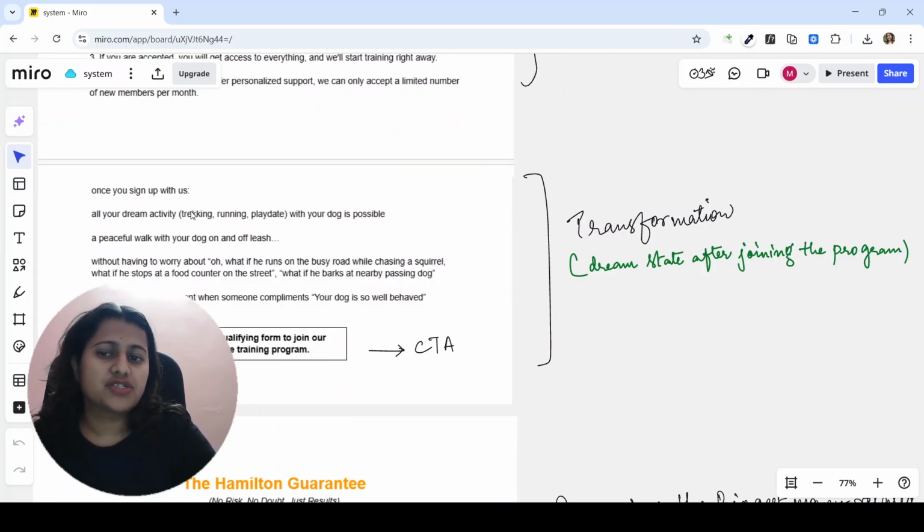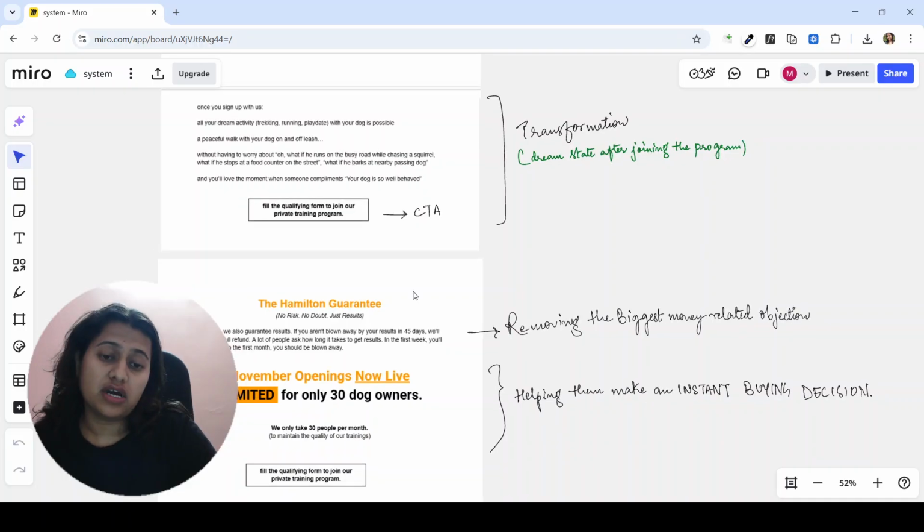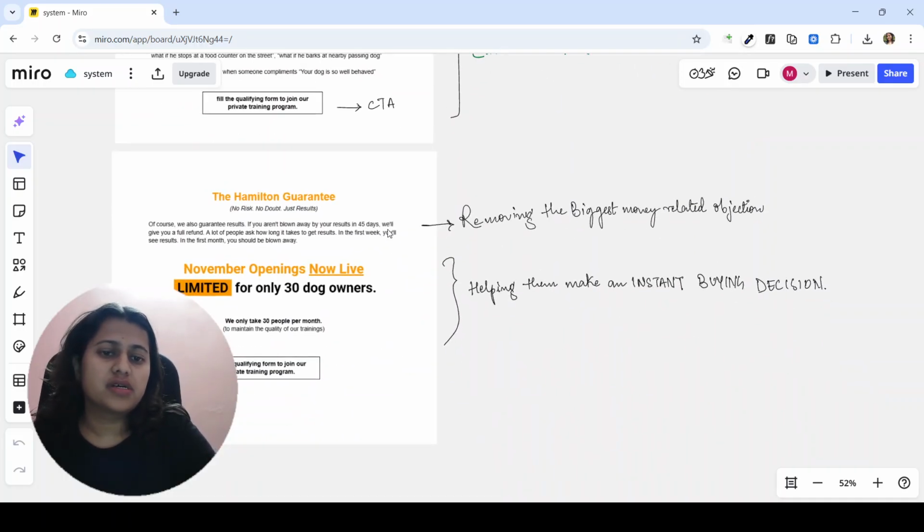Like all your dream activities, such as trekking, running, and play dates with your dog, are possible. It's a peaceful walk with a dog, on and off leash, without having to worry: what if he runs away in a busy street while chasing a squirrel, or what if he stops at a food counter on the street, or what if he barks at a nearby passing dog and stuff? And then again, removing the biggest objection related to money by providing a guarantee, and giving them a FOMO so that they can make an instant purchasing decision.